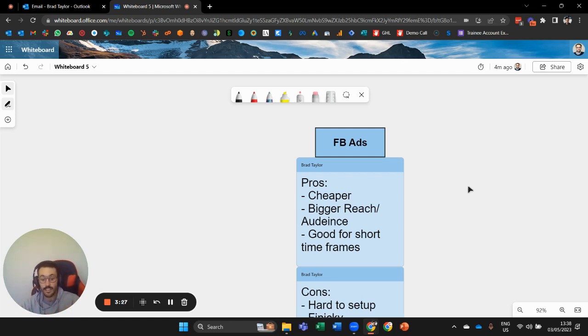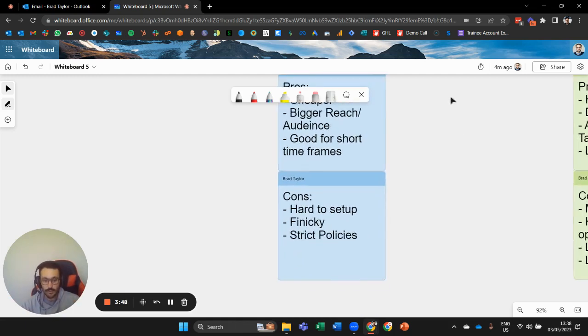And lastly, it's good for short time frames. You can run 7-day Facebook ads with success, and switch them off after that, where on Google, it's very hard to run short-term campaigns. So as I say, it is again really cool if you're on a tight budget. You can spend a bit of money for 2 weeks, run some campaigns, and keep your budget short, which is great.